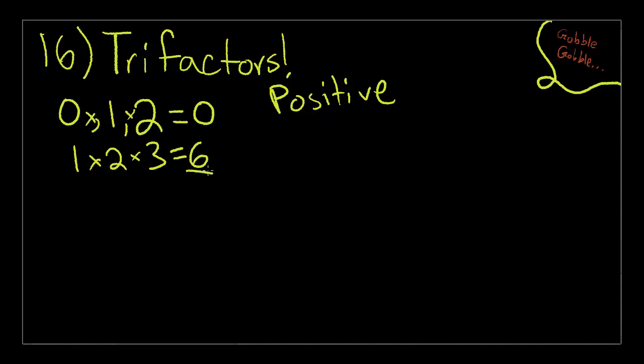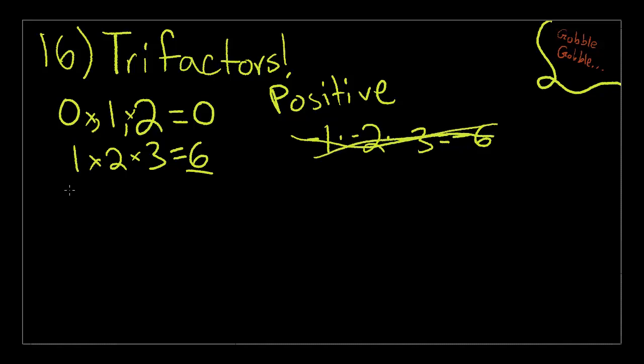So this is working. Now, how about, well, there's negative numbers, right? So we need to test those as well. So -1 times -2 times -3. However, that's going to equal -6. So it's not working out. We just need positive ones. So we know that we can skip any negative consecutive integer.